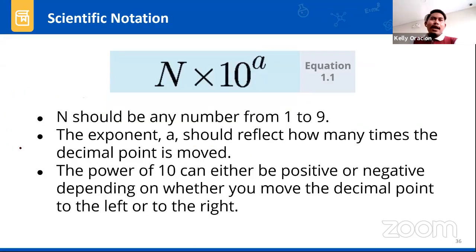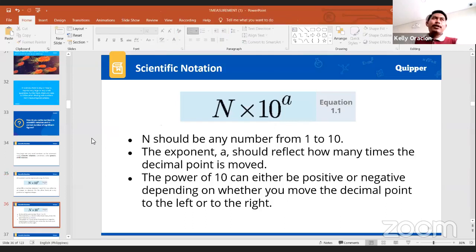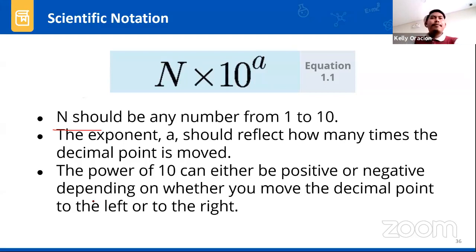And n should be only a number from 1 to 9. Sorry, it's from 1 to 10. Let me correct that one. Again, from 1 to 10. And you can have 9.99, or 9.99999, still accepted. But 10 is not accepted for standard scientific notation, take note.